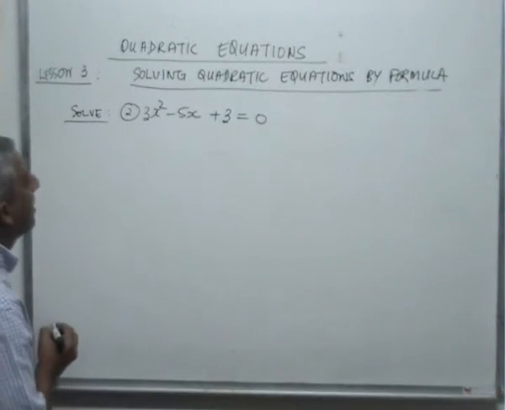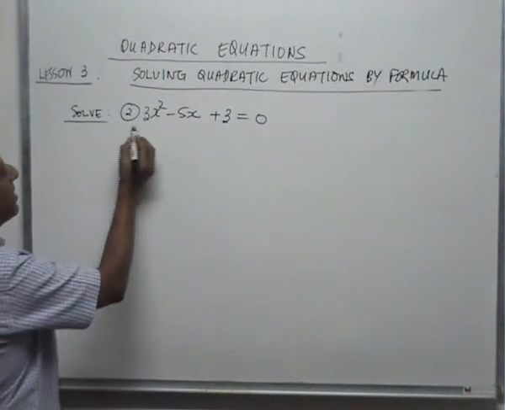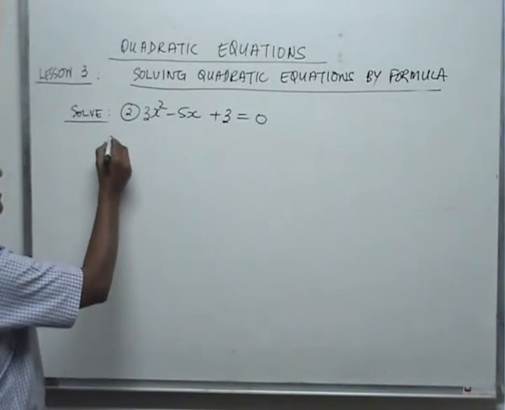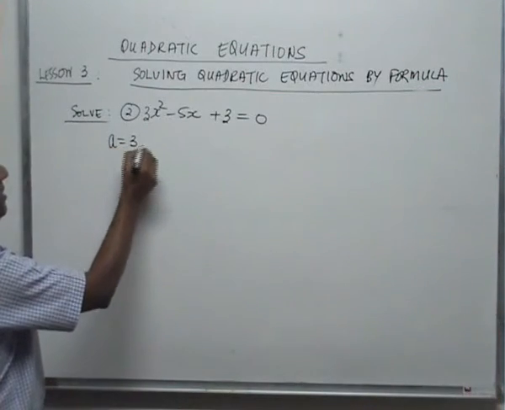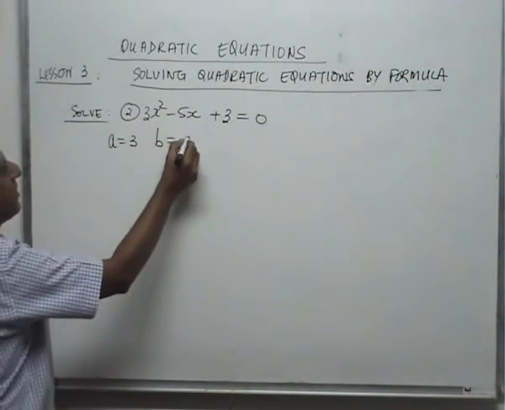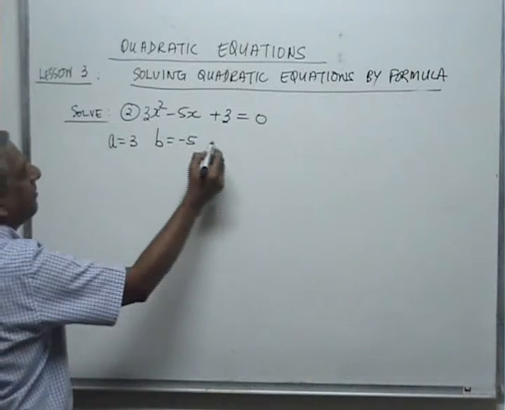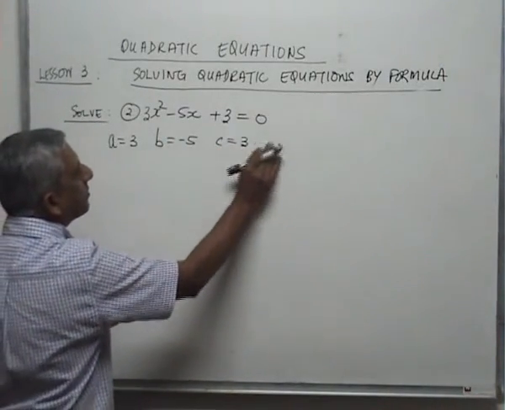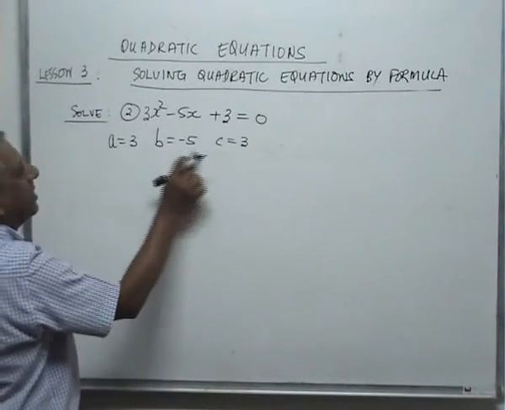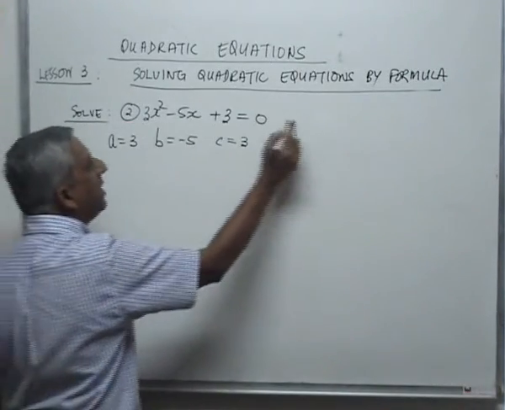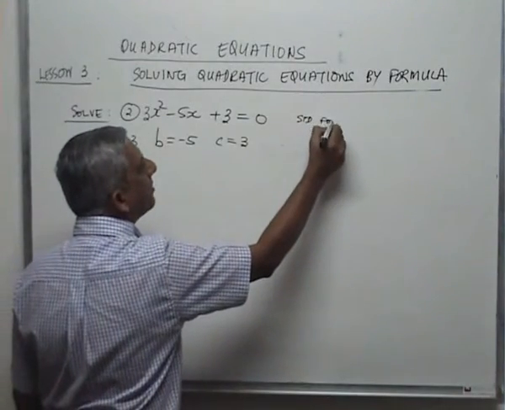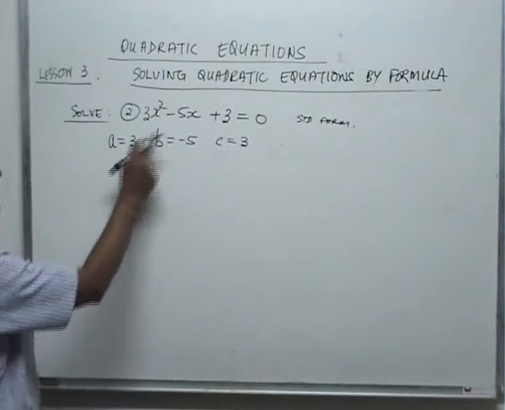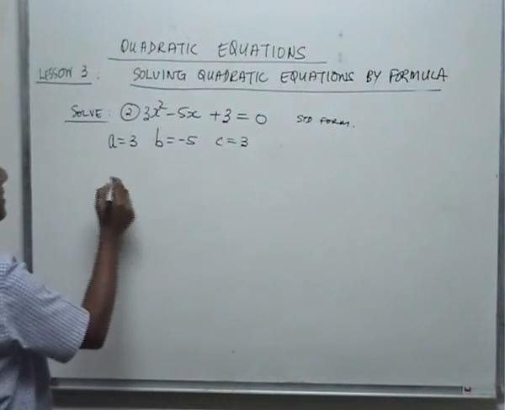Right, here we have another example, and if you try to factorize this example, you're going to have a problem because you cannot factorize it. So you'll identify a, b and c. a is 3, b is minus 5, and c is 3. Now remember, when you want to work out a, b and c, the equation must be in standard form. So the equation is in standard form. a is 3, b is minus 5, c is 3.